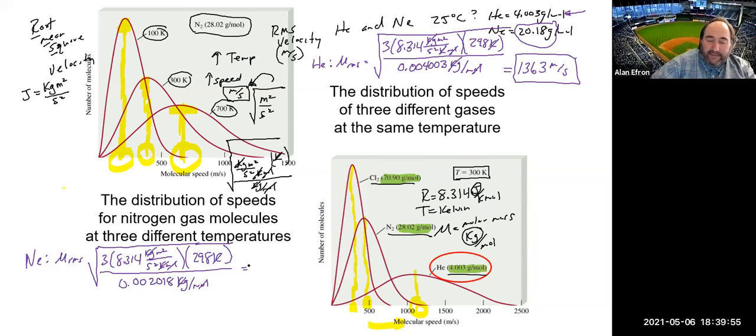That is 3 times 8.314 times 298 divided by 0.002018. And again, not forgetting to take the square root like I almost did there. That's going to get us a value here of, just want to make sure, I think I put an extra 0 in there. I am not having a banner day here with the calculator. I did. I put an extra 0 in there.